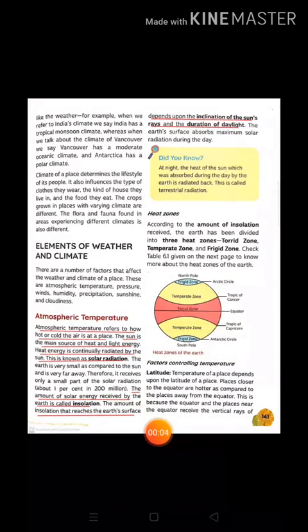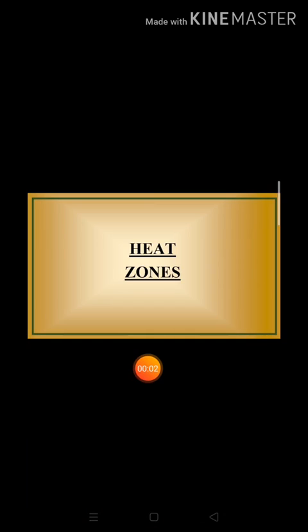Students, the earth is very small as compared to the sun and even very far away. So, it receives only a small fraction of this energy. So, the amount of solar energy received by the earth is called insolation. In easy words, we can say that the incoming solar radiations on the earth is called solar insolation. The amount of insolation that reaches the earth depends on the inclination of the sun's rays and the duration of daylight.